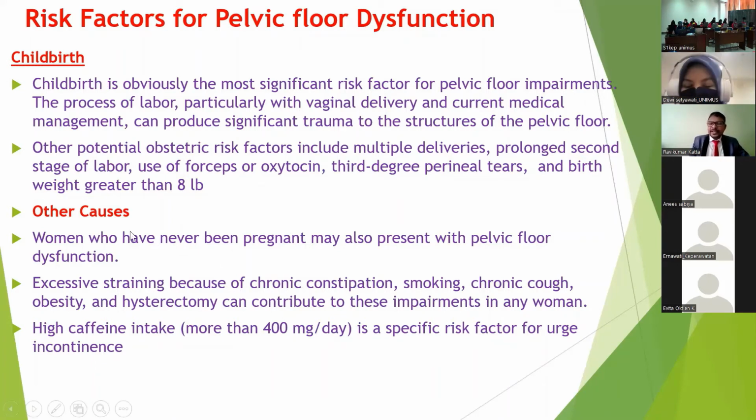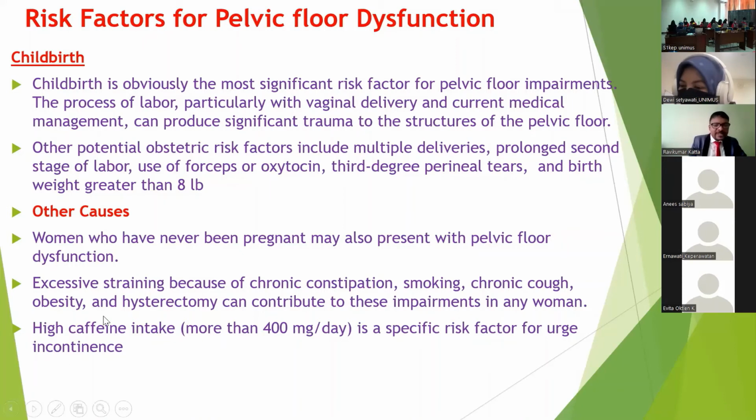Other than these factors, other risk factors are smoking, high intake of alcohol, severe or chronic constipation, or any cough during pregnancy. If anybody gets respiratory infections during pregnancy, while coughing, more pressure will be on the pelvic floor muscles and abdominal muscles, so there may be more weakness.